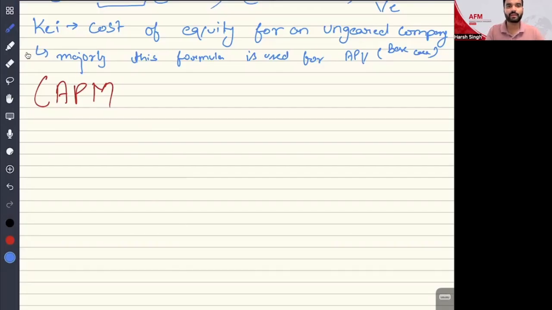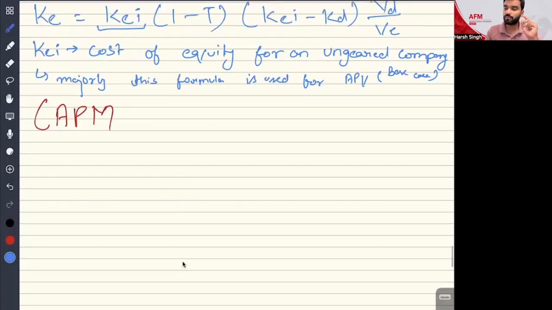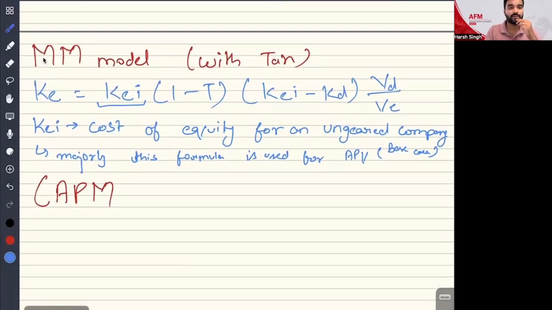Now, when I talked about dividends, what we discussed is that we can calculate the cost of equity using the dividends. That was the very first part. Then second, we talked about the MM model, where we discussed that the cost of equity can be found using the ungeared cost, the value of debt that we have, and based on that we can find out the formula. This is the second model that we talked about.